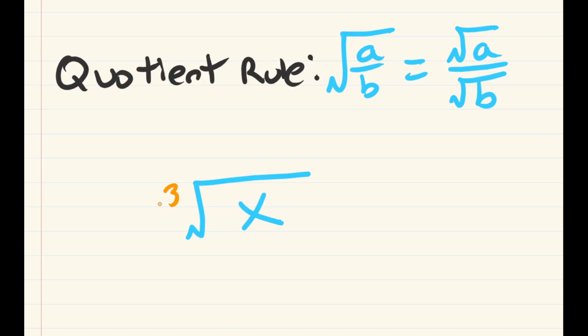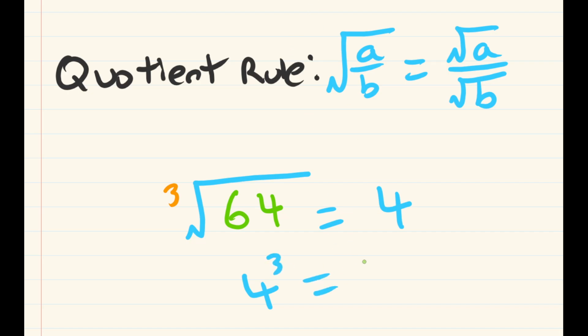There are third roots, fourth roots, and an infinite number of roots. But what does it mean to take the third root of a number, for example? Let's go ahead and take the third root of 64. What's the third root of 64? Well, this happens to be 4. And why does this work? Because 4 to the third power is 64.